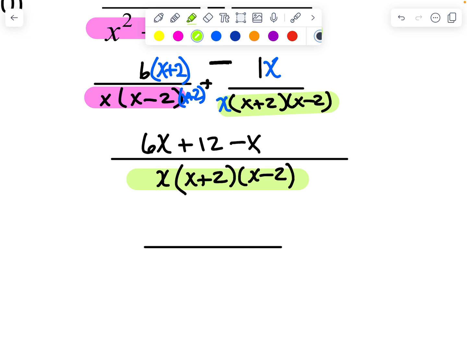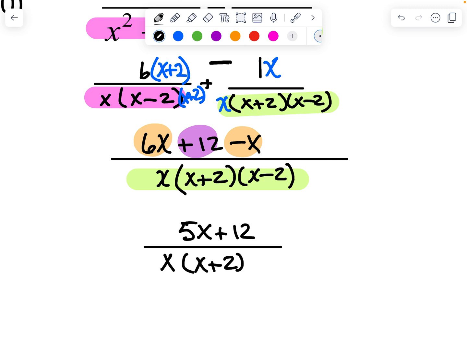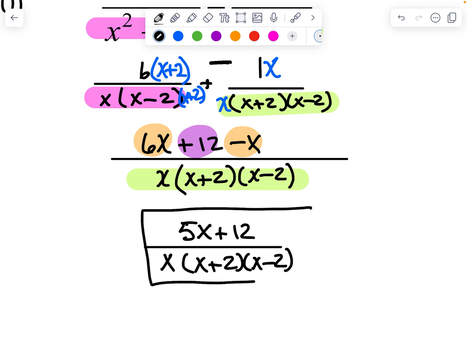We're going to combine like terms. So 6x minus x is 5x. And then we have a 12 as our only constant. And then our denominator, we're going to leave in factored form. And then this is our answer because you can't do anything with that numerator.